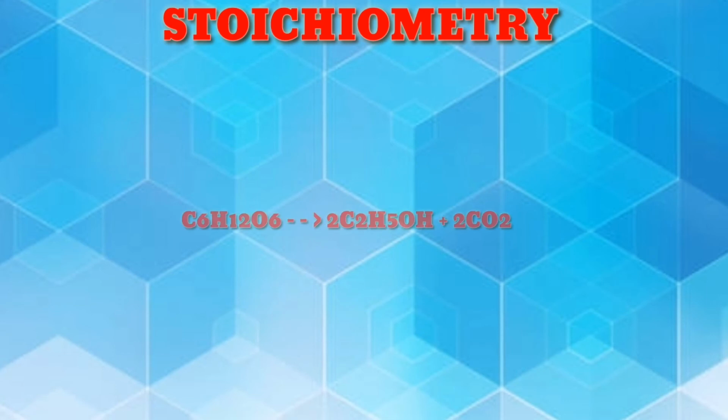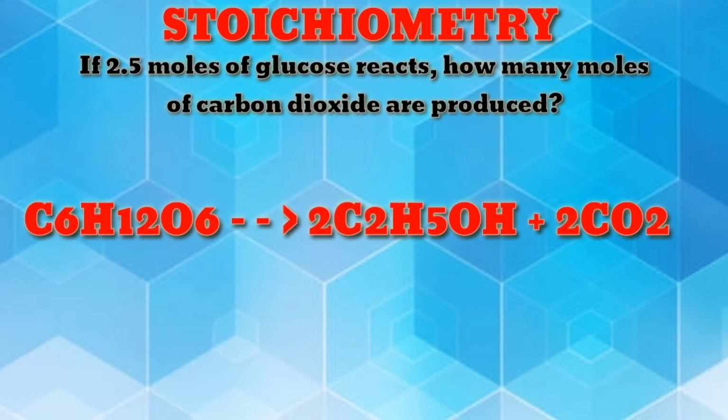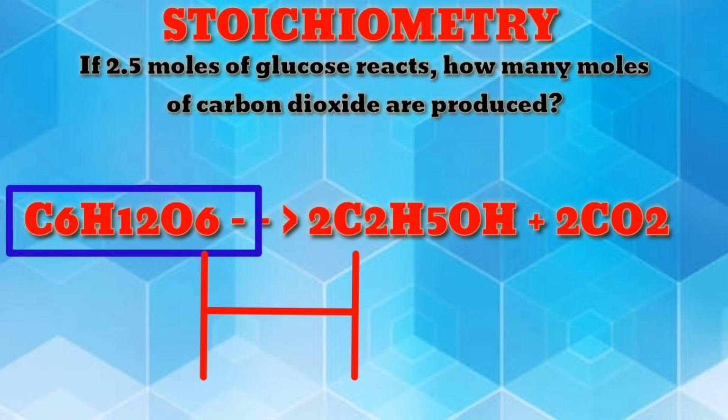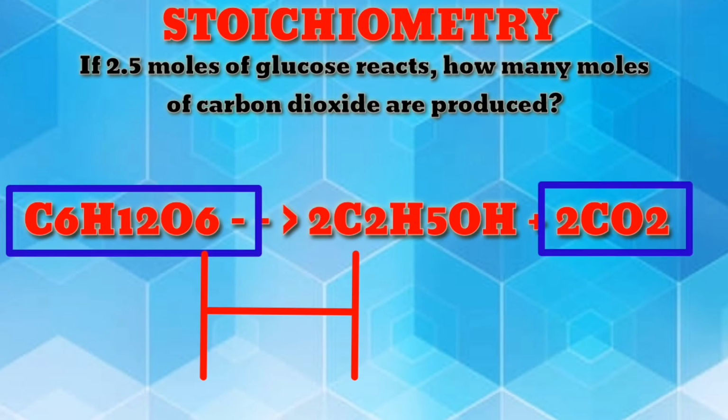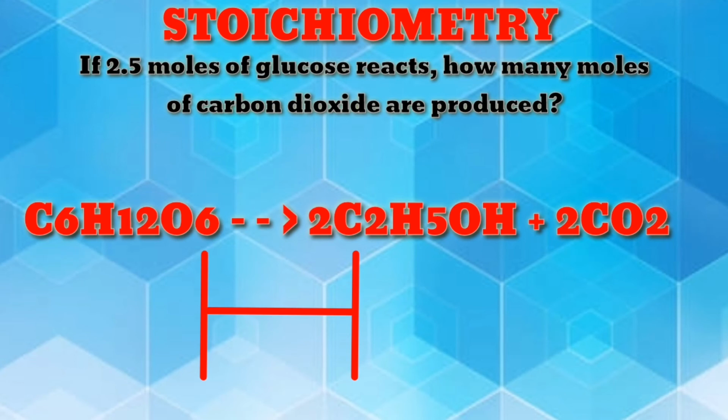Use the equation below to solve the problem. If 2.5 moles of glucose react, how many moles of carbon dioxide are produced? Using dimensional analysis, you can use the stoichiometric ratio to find the solution to this problem. By looking at the coefficients, you can see that for every 1 mole of glucose, 2 moles of carbon dioxide are produced. Using this ratio, you can figure out how many moles of carbon dioxide are made from 2.5 moles of glucose. Let's solve it the way we did in the previous equation. Again, check the chemical equation.